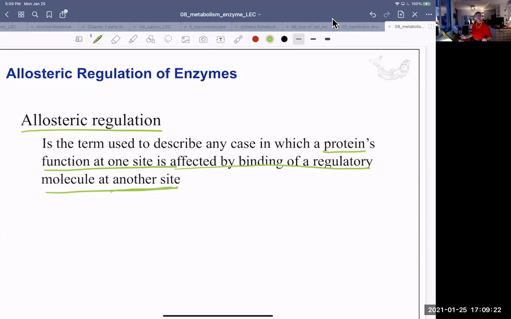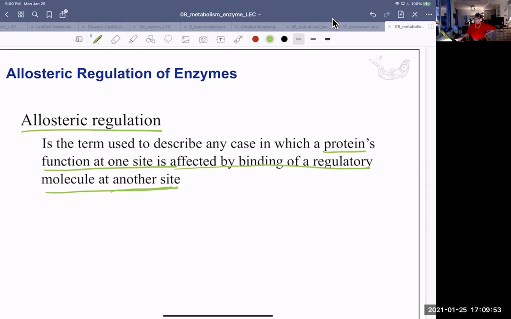So when a protein's function is affected by the binding of a regulatory molecule at another site. So you know, for hemoglobin, I think that's a good example, sort of. So you know how there's 4 subunits to hemoglobin, and then oxygen binds to one area, just one heme group, but it kind of tugs on the whole molecule. The whole molecule changes shape. So that's a kind of change of shape. It's not the perfect example.